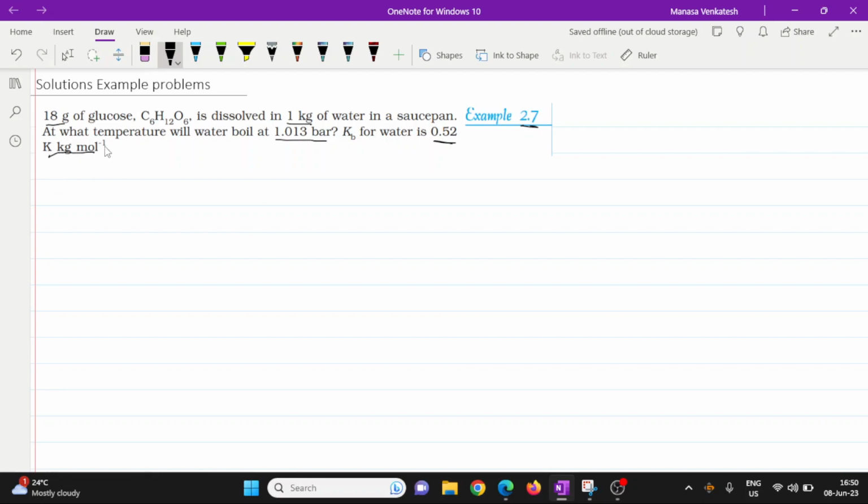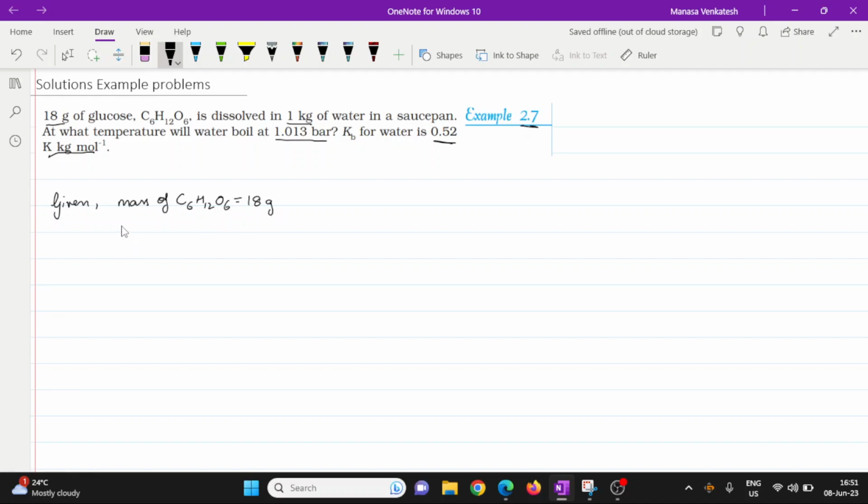So first we'll start with writing down what's been given to us. Another good thing to do is to write down what's been given and what you need to calculate, and that usually helps you figure out how to do this problem. Okay, so we've been given the following things. First of all, the mass of C₆H₁₂O₆, which is glucose, and this has been given as 18 grams of glucose.